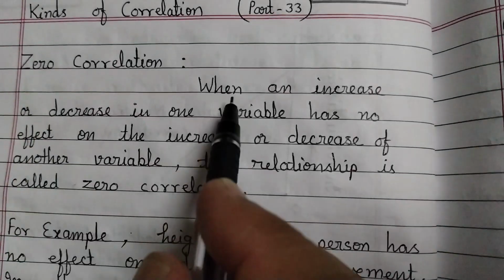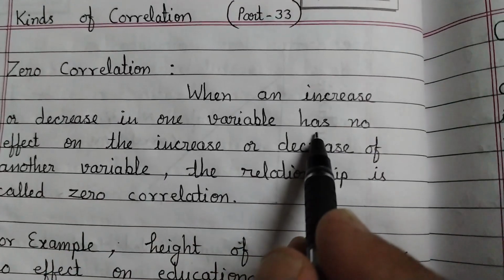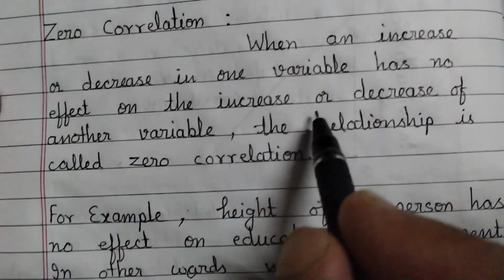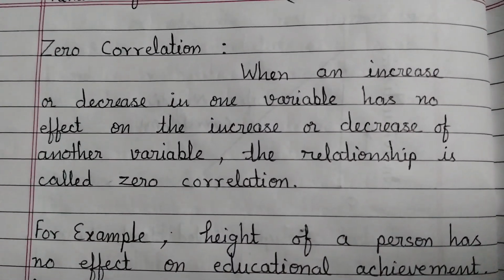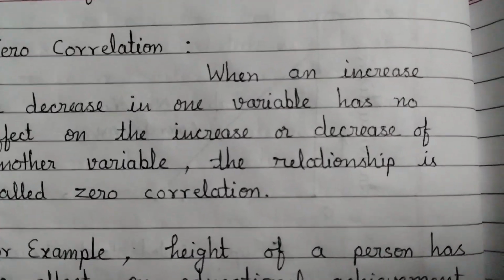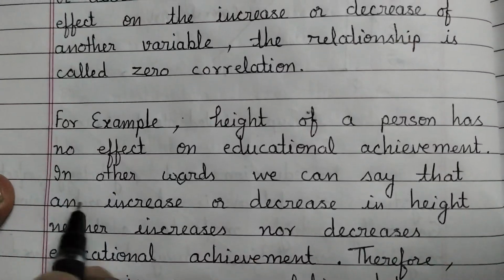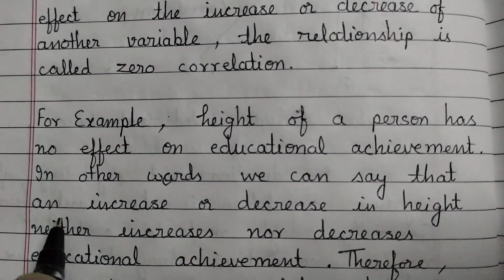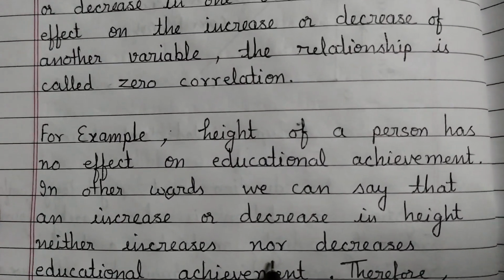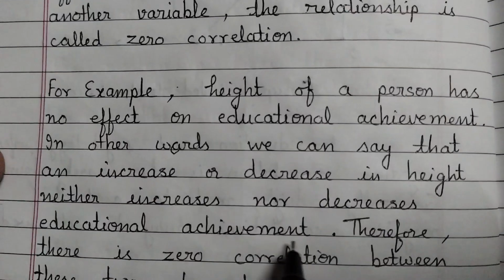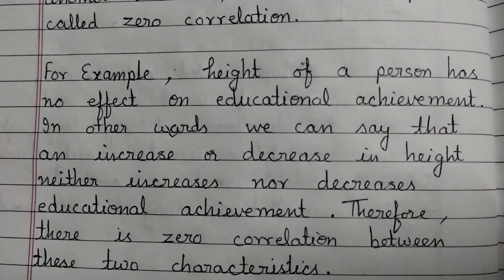First is zero correlation. When an increase or decrease in one variable has no effect on the increase or decrease of another variable, the relationship is called zero correlation. For example, the height of a person has no effect on educational achievement. In other words, an increase or decrease in height neither increases nor decreases educational achievement. Therefore, there is zero correlation between these two characteristics.